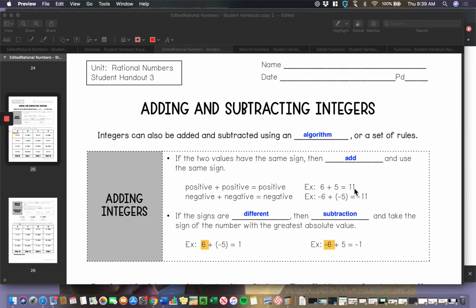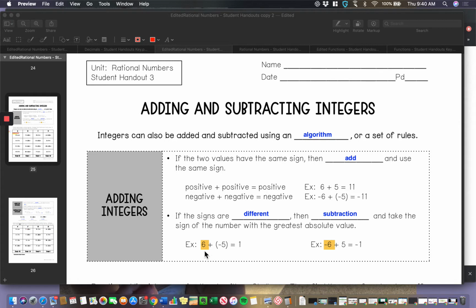You can think about it in one particular way: if you have a positive and a positive, your answer will be more positive than your problem. Or if you have a negative adding another negative, your sum will be more negative. If the signs are different, then subtract, and take the sign of the number with the greatest absolute value. So let's take a look at the examples below.